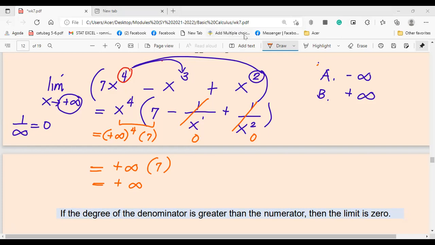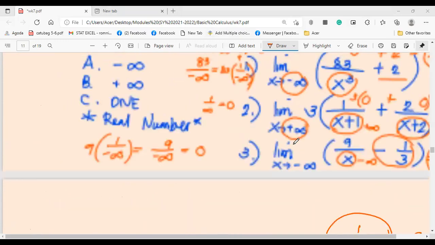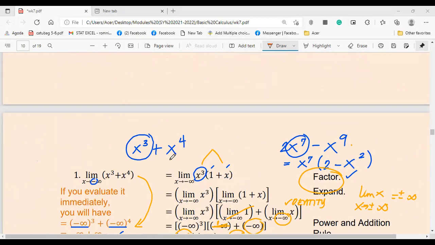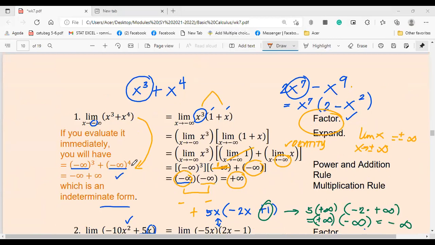Ngayon, ano napapansin nyo class na shortcut? Try nating balikan yung unang examples. Let's go back to the example about this. Mga indeterminate. Kung makikita mo to, x raised to 4 yung mas malaki kay x cubed, no? Siya magdo-dominate. Okay? So, pwede mong gawin negative infinity raised to 4 is positive infinity. So, the answer is positive infinity.